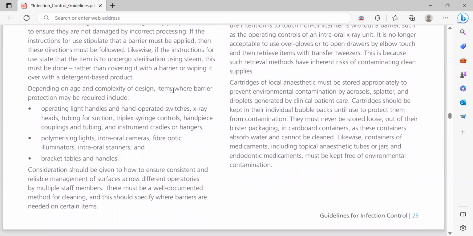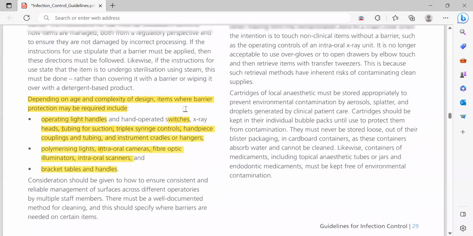Depending on age and complexity of design, items where barrier protection may be required include the light handles, hand operated switches, x-ray heads, tubings for suction, triplex syringe control, handpiece coupling and tubing, and instrument cradles or hangers. Then polymerizing lights, intraoral cameras, fiber optic illuminators, intraoral scanners, bracket tables and handles. So all these areas should have a barrier placed on top of them.